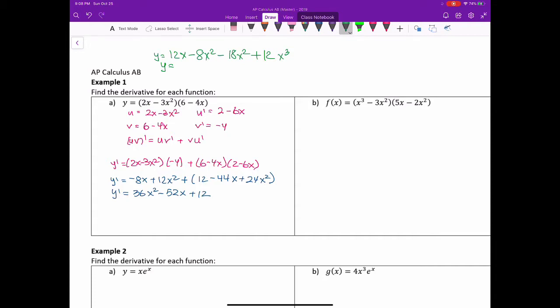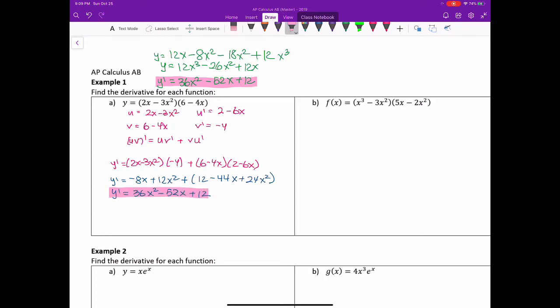I get 12x cubed minus 26x squared, and then plus 12x. And then just using the power rule, y prime is equal to 36x squared minus 52x plus 12. Oh, look at us. We get the same thing. This here and this here are exactly the same.